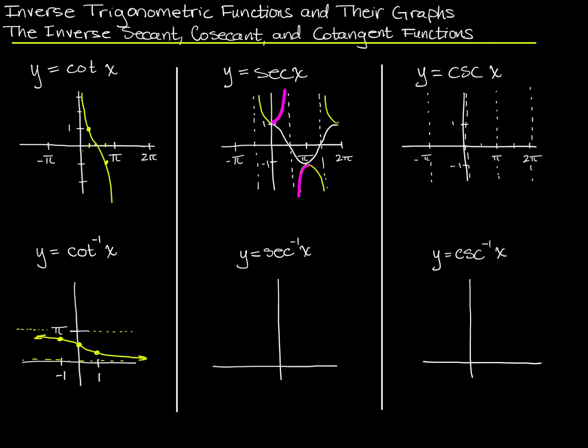So what does this tell us about the graph of arcsecant? Well, wherever I have a vertical asymptote for a function, I'm going to have a horizontal asymptote. It looks like I have one at pi over 2. So I'll put a horizontal asymptote there.